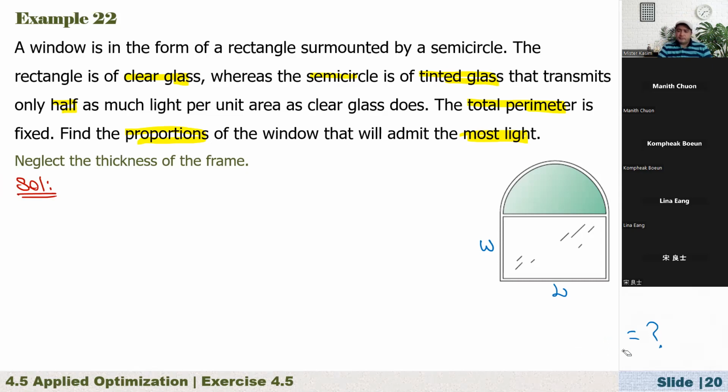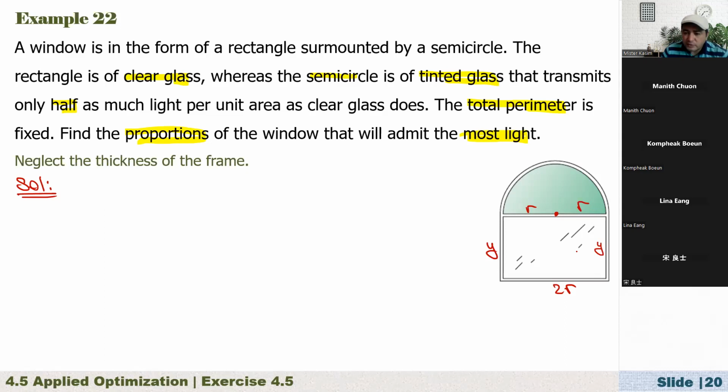I'm going to delete this because I'm going to use something else. So suppose that the radius of the semicircle is R, and also this one is R. Then the length of the rectangle should be 2R. And suppose the height of this one is Y. Also this is Y.